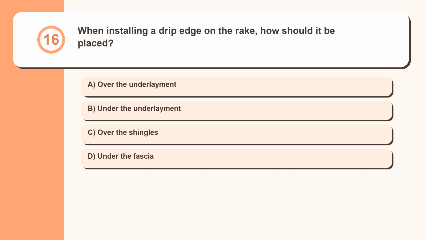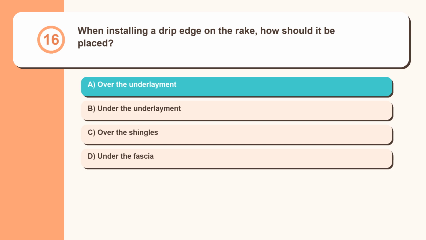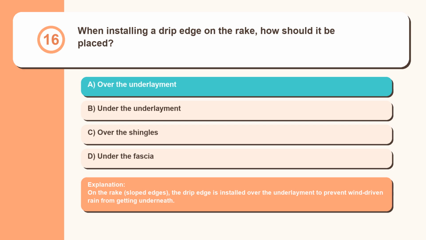Question 16. When installing a drip edge on the rake, how should it be placed? Over the underlayment, under the underlayment, over the shingles, under the fascia. On the rake, the sloped edges, the drip edge is installed over the underlayment to prevent wind-driven rain from getting underneath.